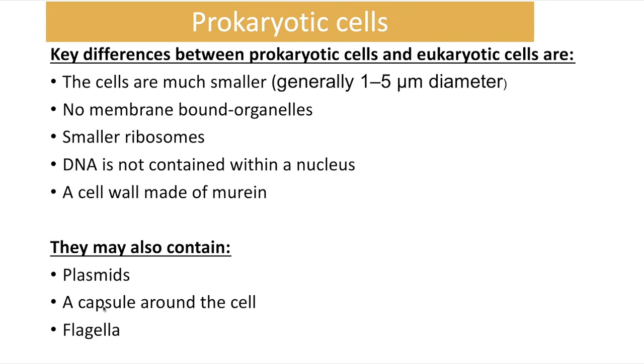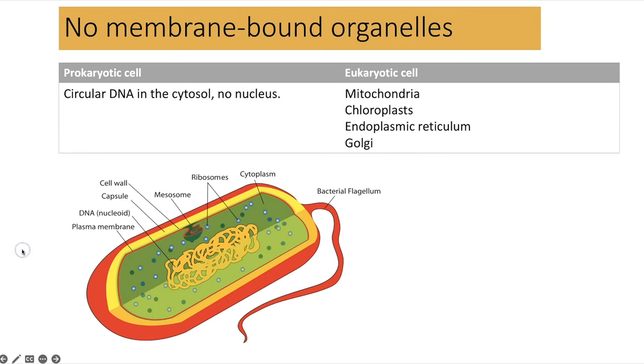They contain DNA, but not within a nucleus. They do have a cell wall, but it's made of a molecule called murein. Some prokaryotic cells also contain plasmids, a slime capsule around the outside, and flagella, but they don't all contain those. So let's have a look then at those differences.